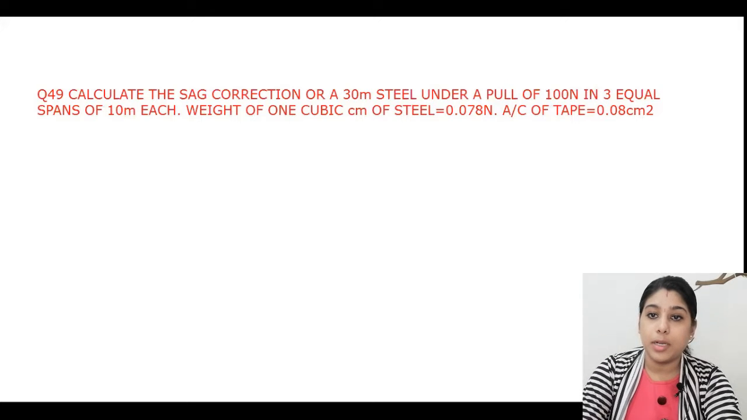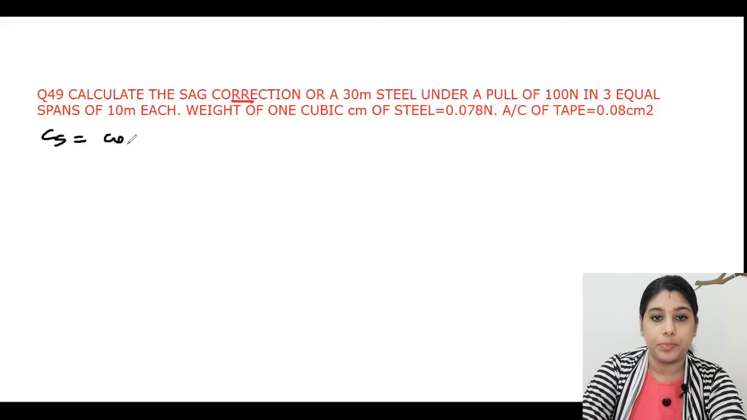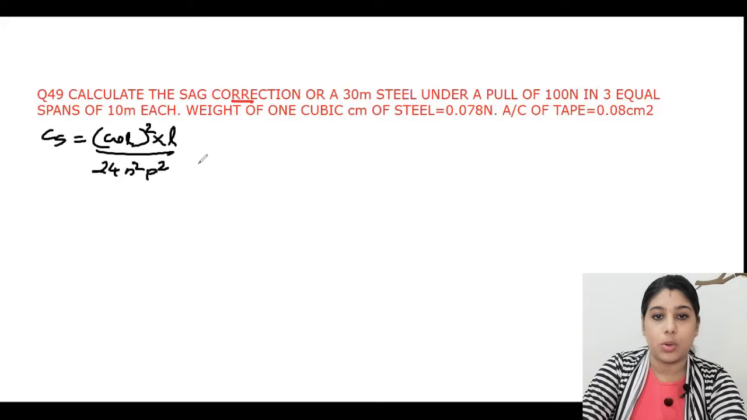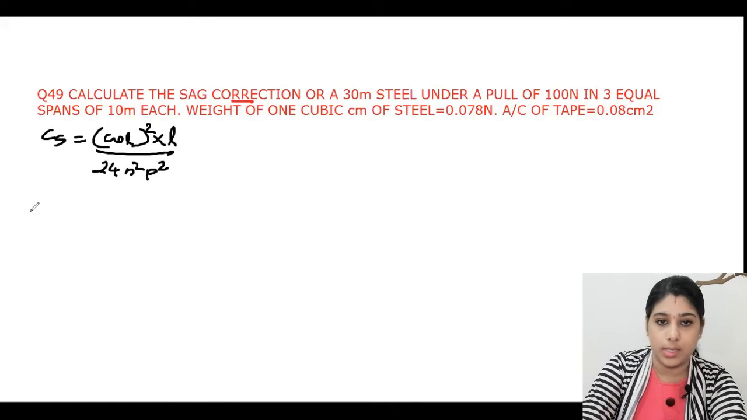Sag correction problem, similar to the one we have done before. So, what is the sag correction equation? Everybody might be knowing: Cs is equal to (WL) the whole square into L divided by 24 n square P square. So we have to know each value so that we can substitute it easily.